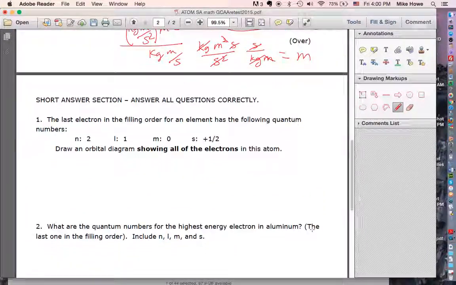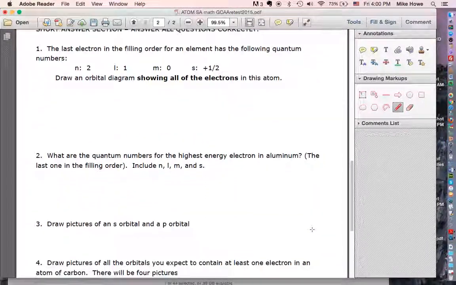All right, so there, now we're on the backside, short answer section. You want an orbital diagram showing all the electrons in this atom. So if n equals 2 and L equals 1, that's a 2p sublevel. M equals 0, remember you had negative 1, 0, and 1. We're looking at m equals 0, and that's a clockwise electron, which is going to be the first one in.